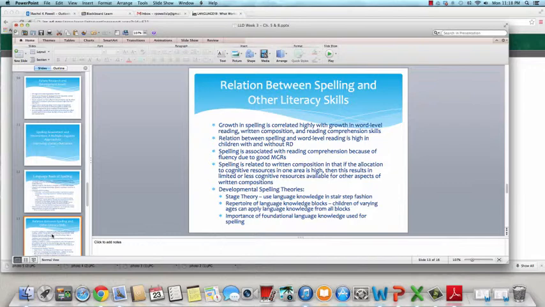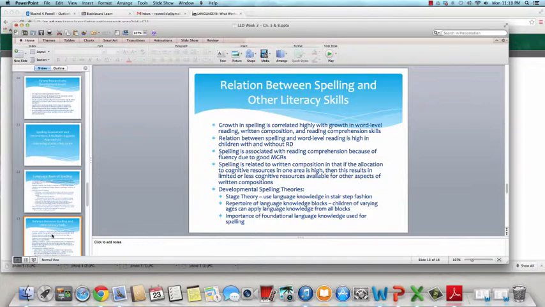Essentially, if you're not having to sound each word out individually, then you're using less cognitive resources in one area. And this allows you to use the cognitive resources for the other areas of organizing your writing or comprehending what's written, or inferring meaning from what the writing is.